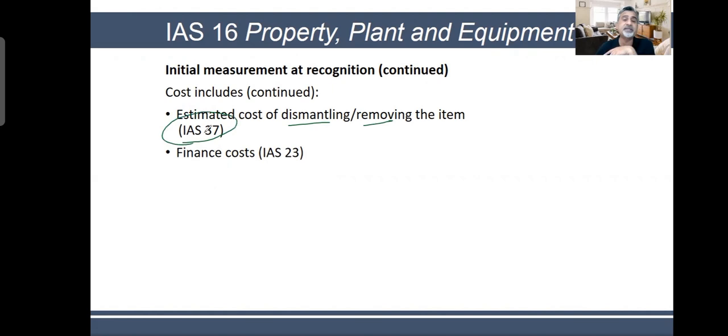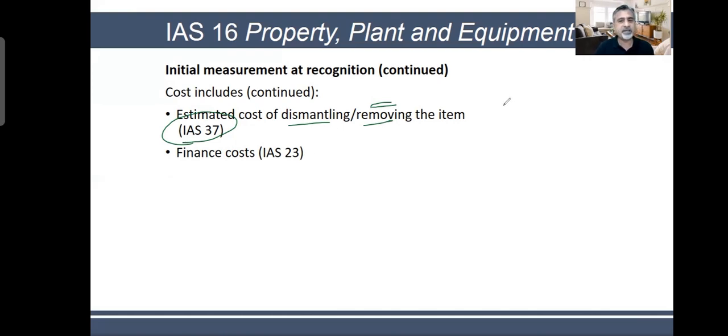This is IAS 37. We will discuss it in more detail when we do IAS 37, but you should remember that sometimes for the asset which you are installing, you have an obligation, a liability, to remove it from that location after a certain period of time, because the land is rented, and you are bringing in something, and after some time you have to remove it. So the removal, dismantling cost must also be added.